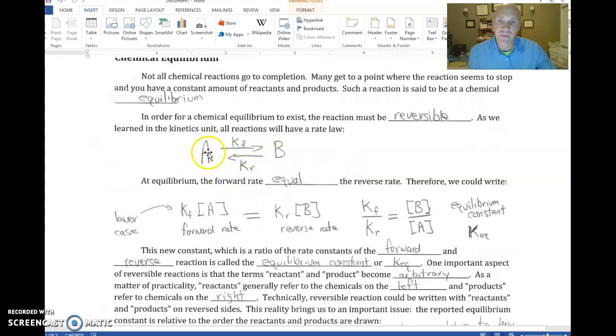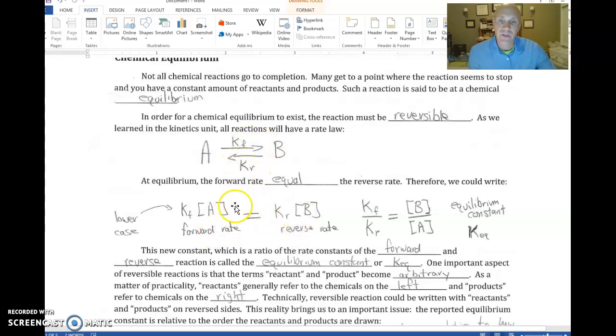If we had this reversible reaction, we could represent the forward rate as Kf times the concentration of A, and the reverse rate is Kr times the concentration of B. One thing I want to point out is that when you're talking about a rate constant, the k should be a lowercase k. I'm going to do that in contrast to an equilibrium constant, which is going to be an uppercase K.